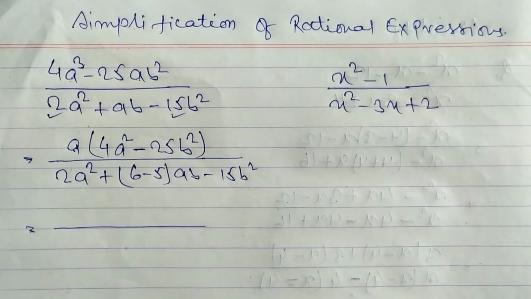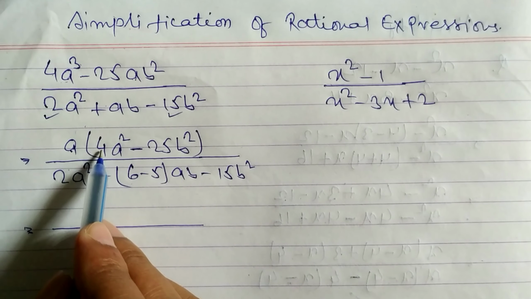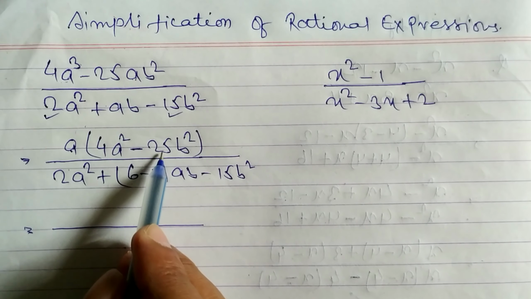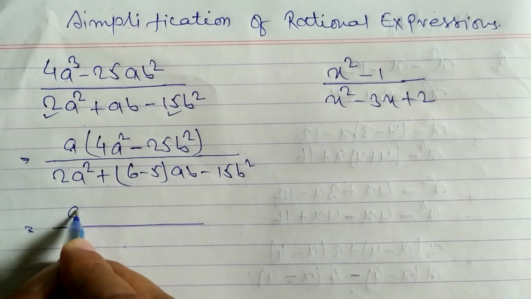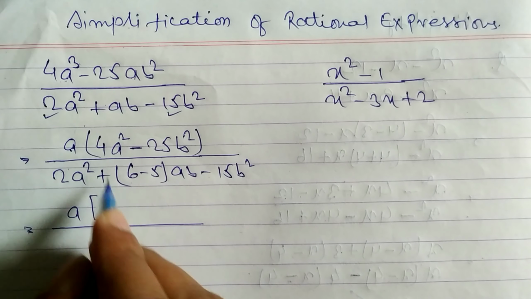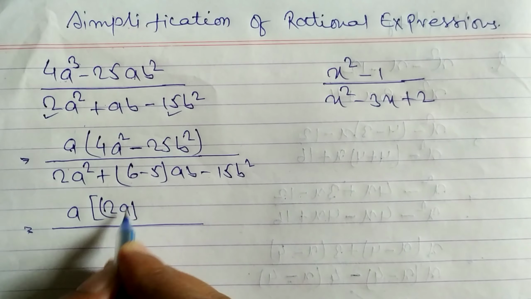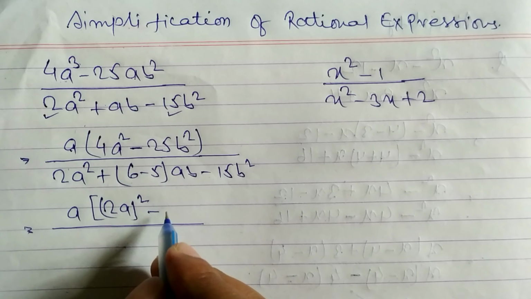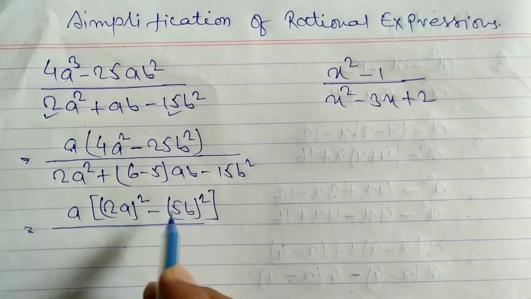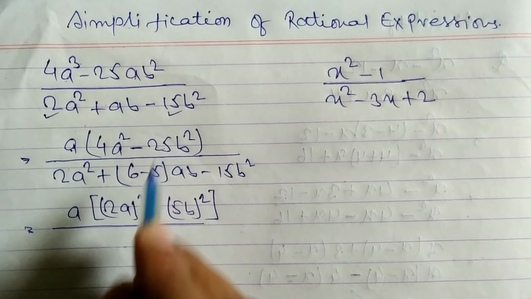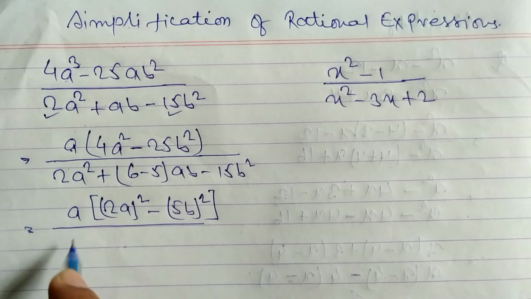Square root of 4 is 2 and square root of 25 is 5. So let's convert this in the form of a square minus b square. So we can write here square root of 4 means 2, so 2a whole square minus, in the place of 25 we can write 5b whole square, because square root of 25 means 5, and 5 square means 25. Now here let's open the bracket.